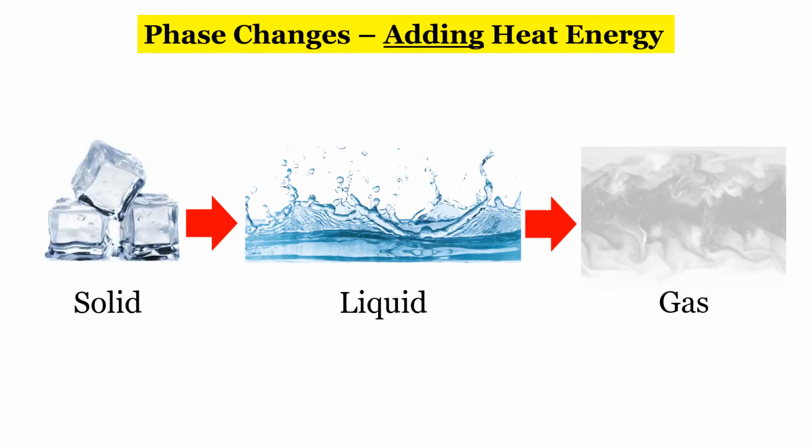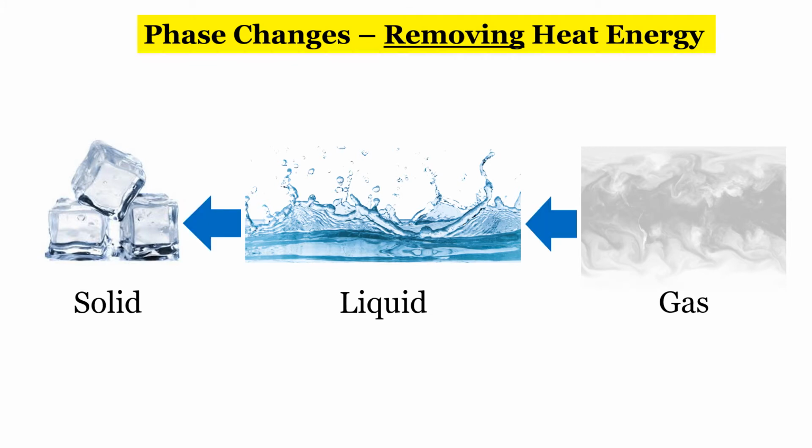So in the example where I had my ice cube on the frying pan, I was adding heat energy. So my ice cube went from a solid to a liquid, and in doing so, we say that it melted, and then from a liquid to that gas vapor, the water vapor, it was boiling, also known as evaporating. So that's when we add heat energy.